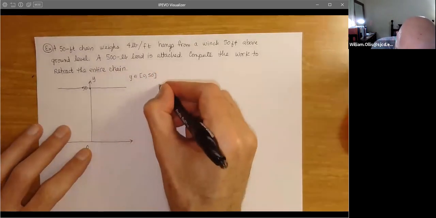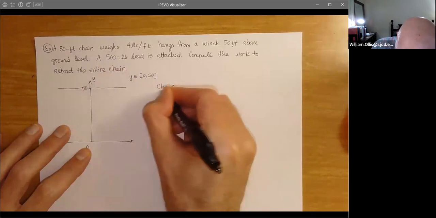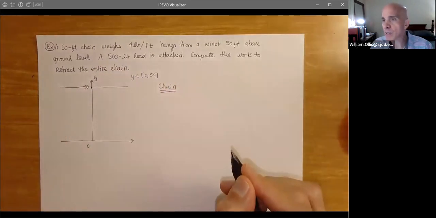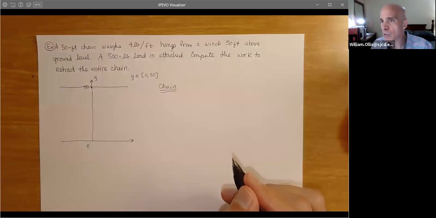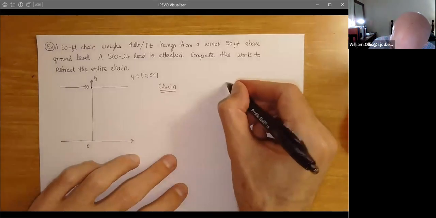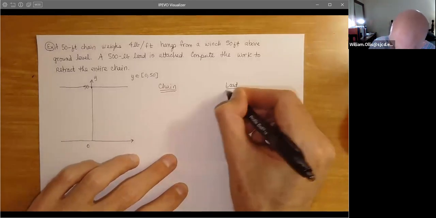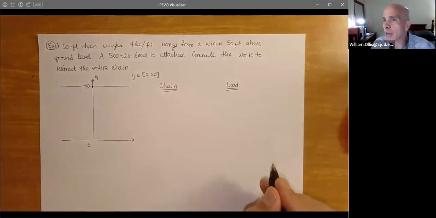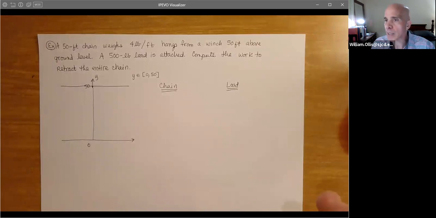And so we're going to have the chain, which again is a calculus problem because it has a linear density. And as you retract it, again, you've got less chain to move. And then you've got the load, which is kind of the simple part of it. When you don't have a variable force, the load weighs 500 pounds. It doesn't vary. The chain, however, does vary in the force that it exerts. So you've got an easy part and a simple part.